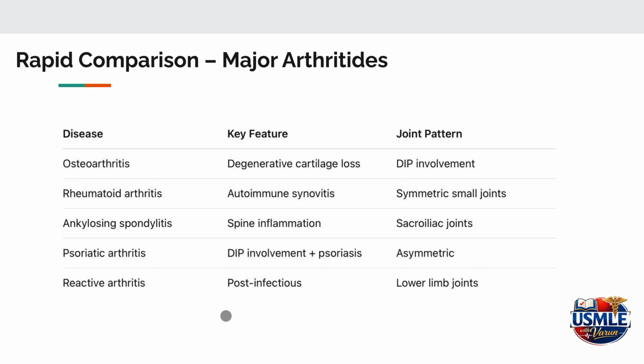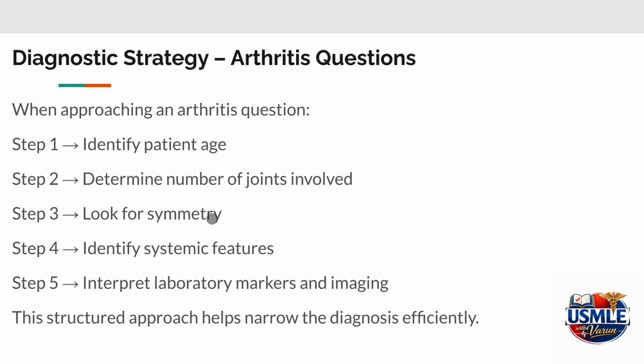It is extremely helpful to compare the major types of arthritis. Osteoarthritis is a degenerative disease characterized by bone loss and cartilage loss, and it often involves the distal interphalangeal joints, whereas rheumatoid arthritis is an autoimmune inflammatory disease that usually affects the symmetric small joints. Ankylosing spondylitis primarily affects the spine and sacroiliac joints. Psoriatic arthritis often shows distal interphalangeal joint involvement along with psoriasis. Reactive arthritis occurs after infection and usually affects lower limb joints. Recognizing these patterns is critical for solving exam questions quickly.